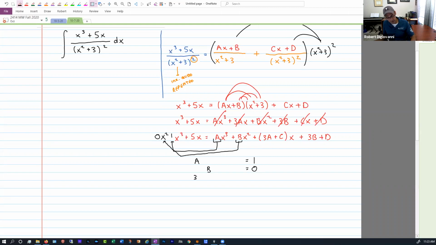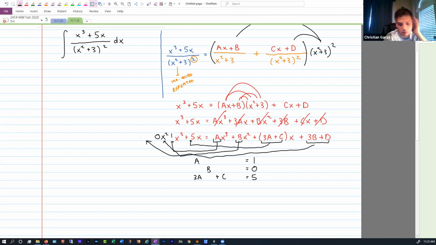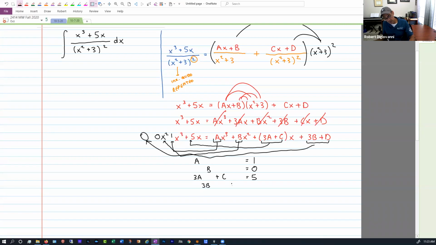We have 3a plus c, that's this piece here, it has to be the number in front of x, so that has to be 5. And then the last piece, 3b plus d, what does that have to be equal to? 0, because again, there's nothing over there, that's just a constant. So 3b plus d has to be 0. Now, if I were doing a matrix, here's what the matrix would be. Do you all have any questions about the matrix?